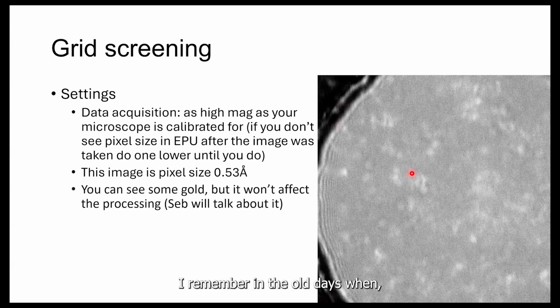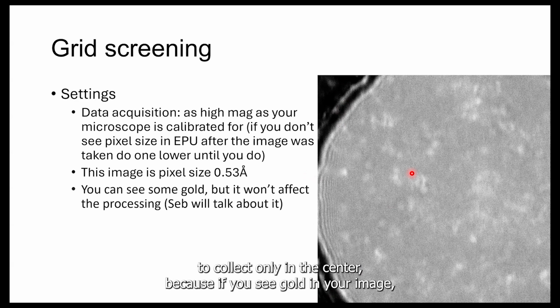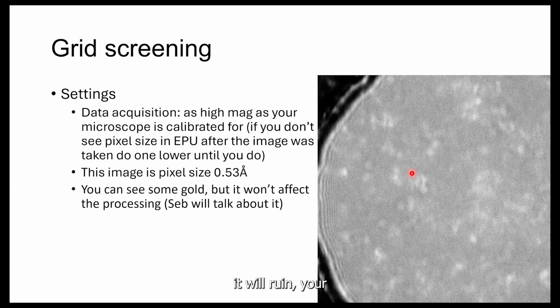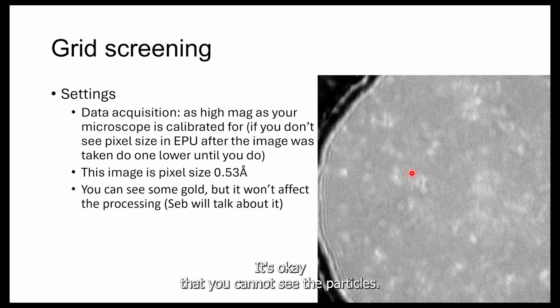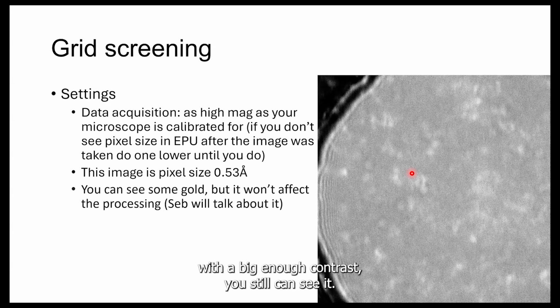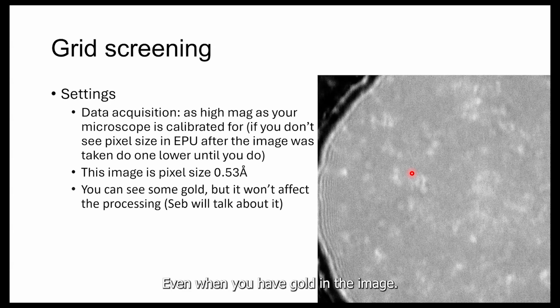I remember in the old days when UltrAuFoil grids came out and other gold grids came out, a lot of people were, oh, I don't like gold grids because you have to collect only in the center, because if you see gold in your image, it will ruin your data processing because of the gradient. You cannot see the particles. It's okay that you cannot see the particles. The software can. And if you have a big enough particle with a big enough contrast, you still can see it even when you have gold in the image.